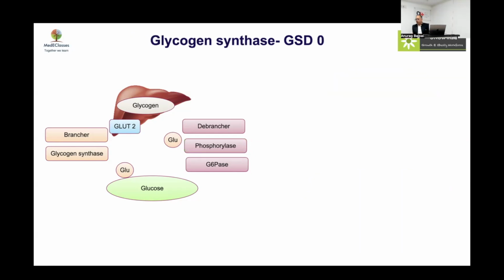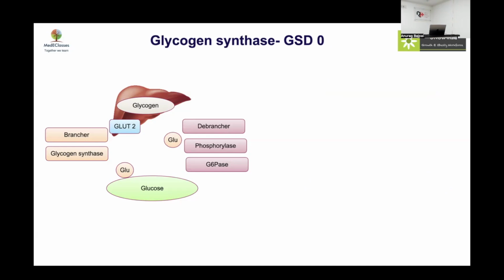What is GSD 0, Dr. Sandeep? GSD0 is due to glycogen synthase defect. What happens there? In this, there will be no production of glycogen in the liver, and there will be a deficiency of glycogen, so there will be no hepatomegaly.